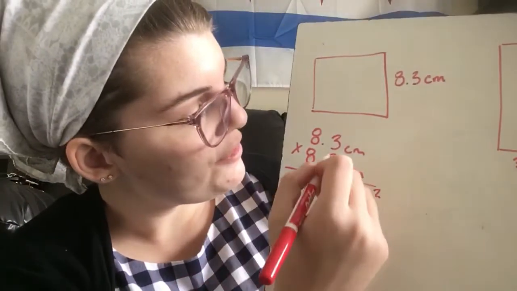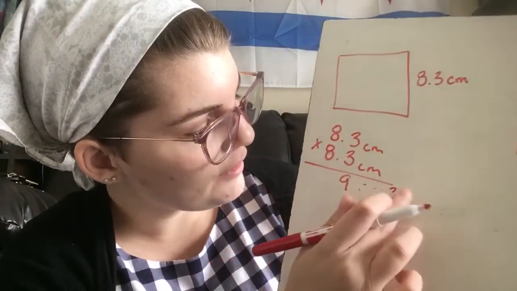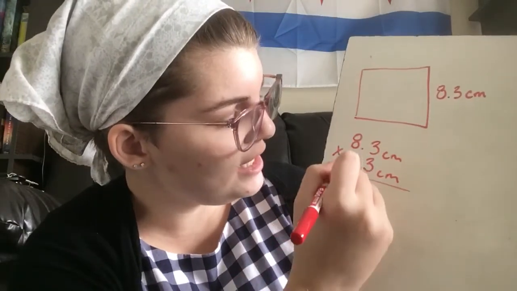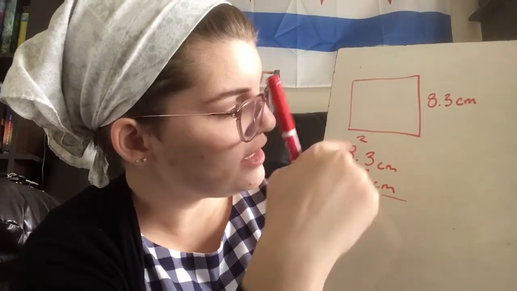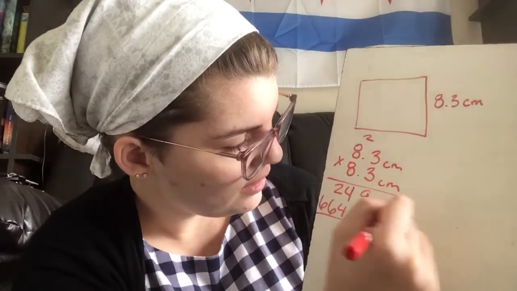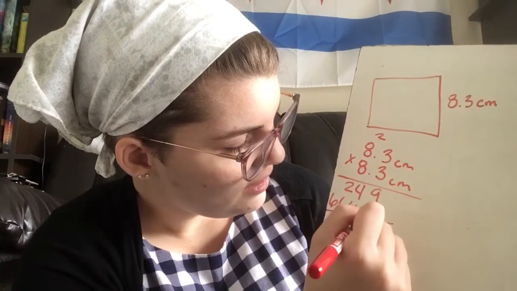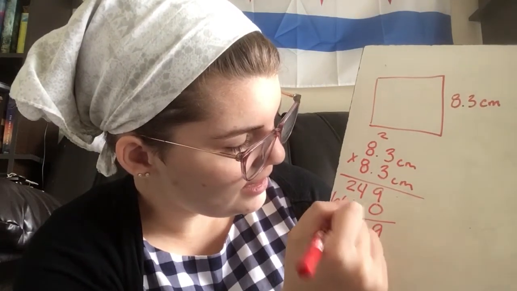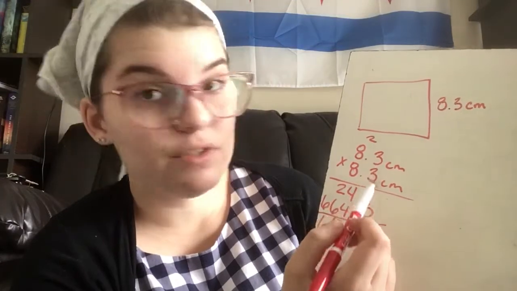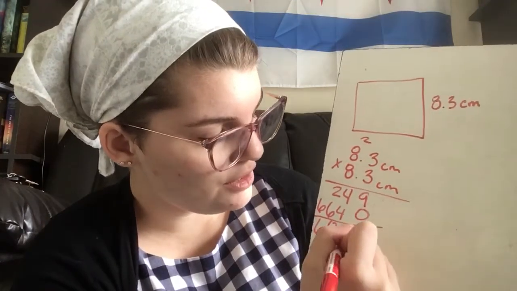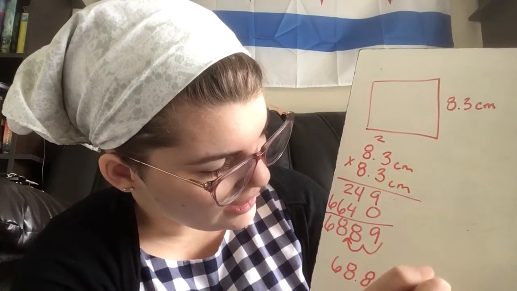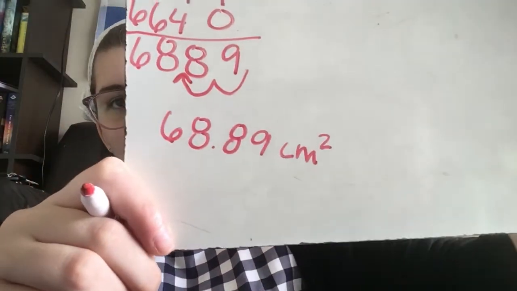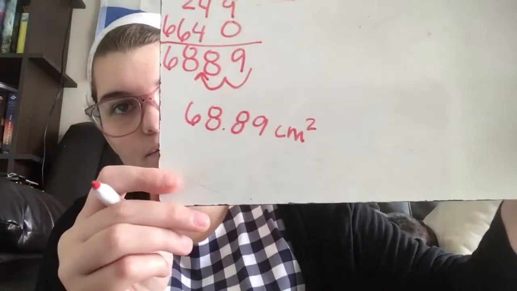All right, and then we have 3 times 3 is 9. I'll write that down by the answer. 3 times 8 is 24. 0, 24, carry the 2, 64, 66. So then we have 9, 8, 8, 6. However, we have our 2 decimal places. So we're gonna go 1, 2, and our answer is 68.89 centimeters squared. Sorry, it's a little slanted.